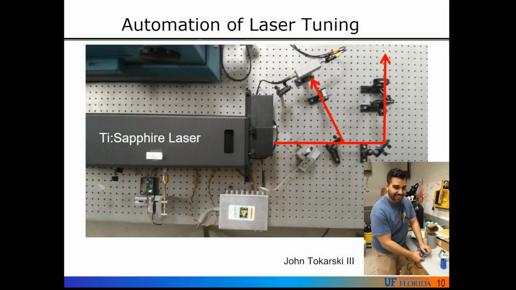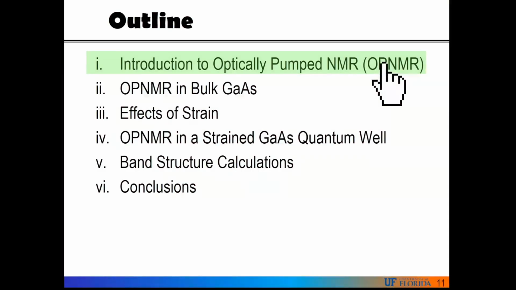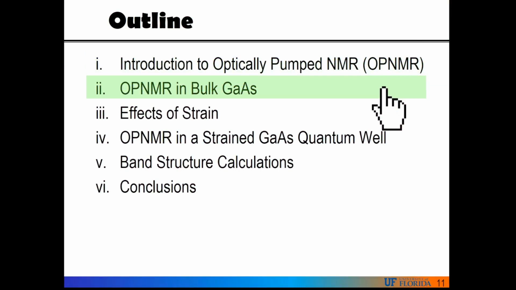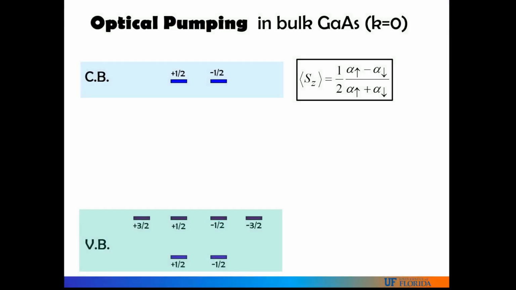Okay, for the studies that we do, we use a Ti sapphire laser. And since we're interested in the photon energy dependence, John automated the tuning of the laser with feedback to keep a constant power output of the laser. And we can just run automated experiments to map out point by point the photon energy dependence of the optically pumped NMR.